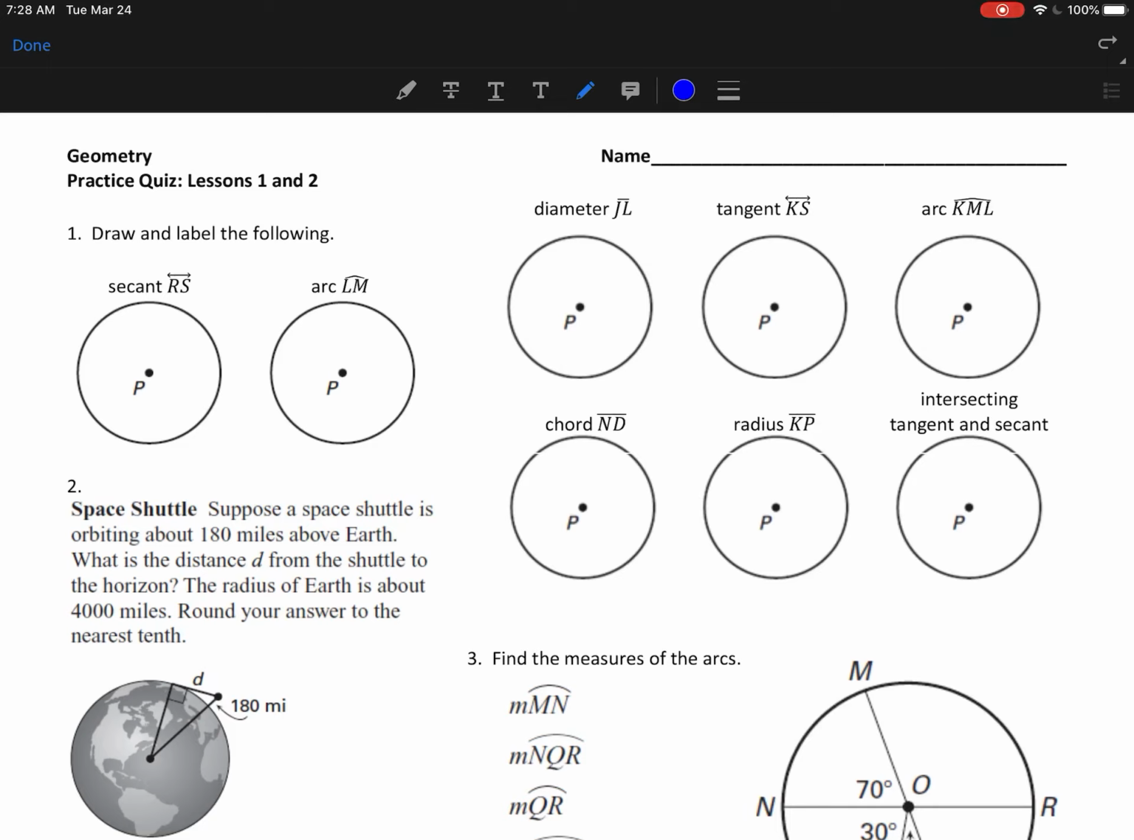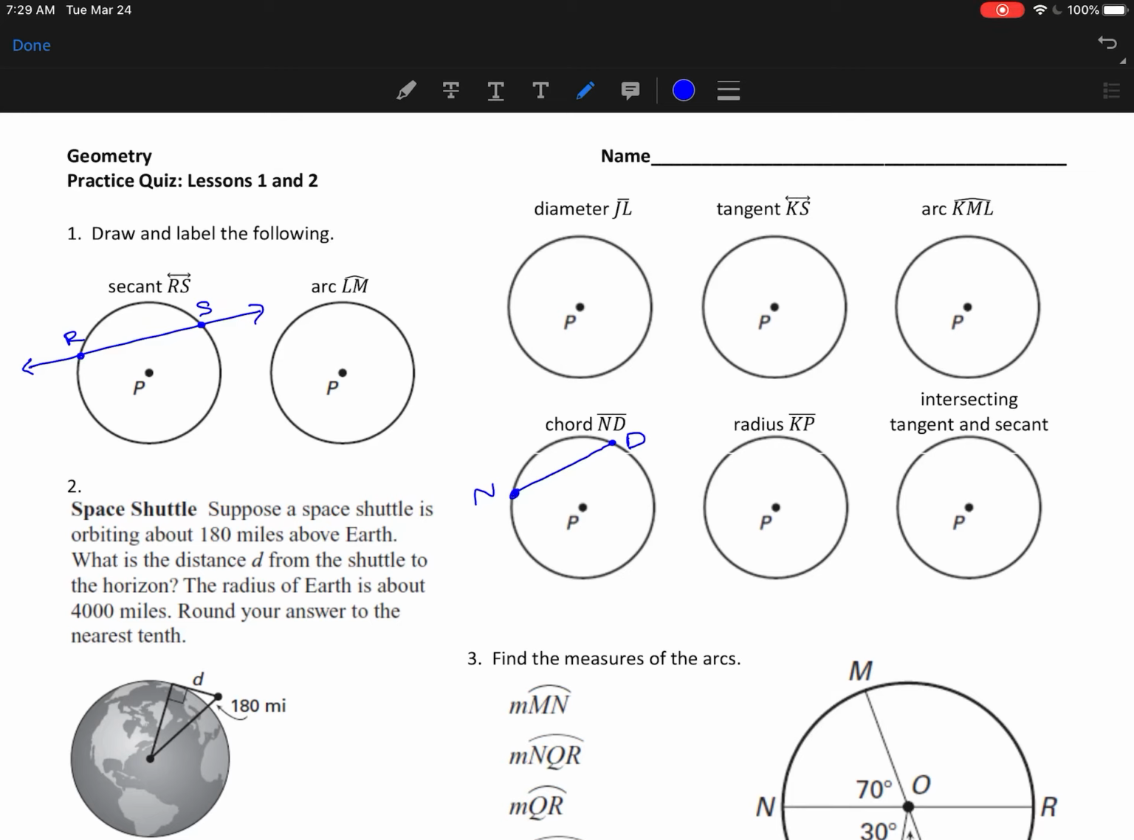A secant is a line that hits 2 points on a circle. So this would be an example of a secant that hits 1, 2 spots. The secant is the entire line, where the chord is only the segment, right? Chord is a segment that hits 2 points on the circle.